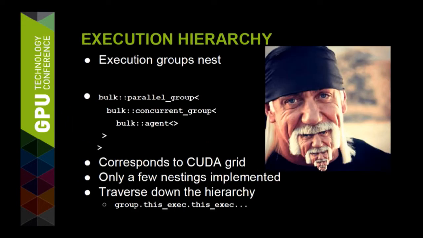So as I was saying, these execution hierarchies nest together recursively, so you can describe arbitrary hierarchies. The way you would describe something that corresponds to CUDA would be to say parallel group of concurrent group of agents. You can think of each agent as a CUDA thread, each concurrent group as a CUDA thread block, and then the highest parallel group is just a CUDA grid. And even though you can put these things together arbitrarily, only a few of these nestings actually make sense to execute on hardware, so only a few of these different kinds of nestings are implemented. And you can traverse down the hierarchy to find the index of your agent or your grid using this syntax at the bottom here.